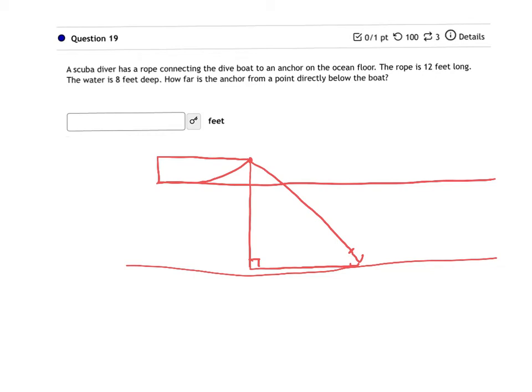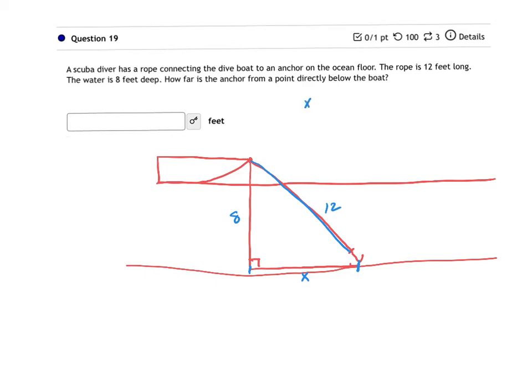I know the rope, which is right here, is a total of 12 feet long. I know the water is 8 feet deep. So what I need to do is find the distance between the spot directly under the boat and where the anchor is. And because we have two sides of a right triangle, this is a Pythagorean theorem question.